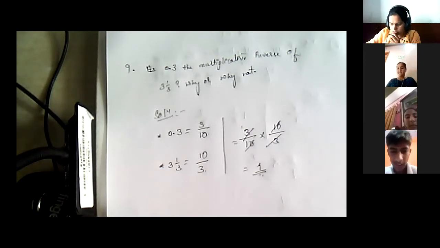Whether 0.3 is a multiplicative inverse of 3 1 upon 3? Yes, ma'am. So now, what's the result? Yes. Our result is yes. 0.3 is a multiplicative inverse of 3 1 upon 3.